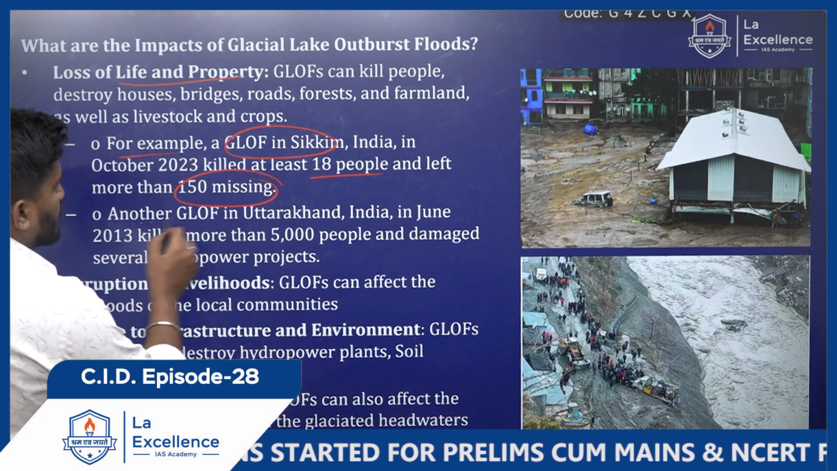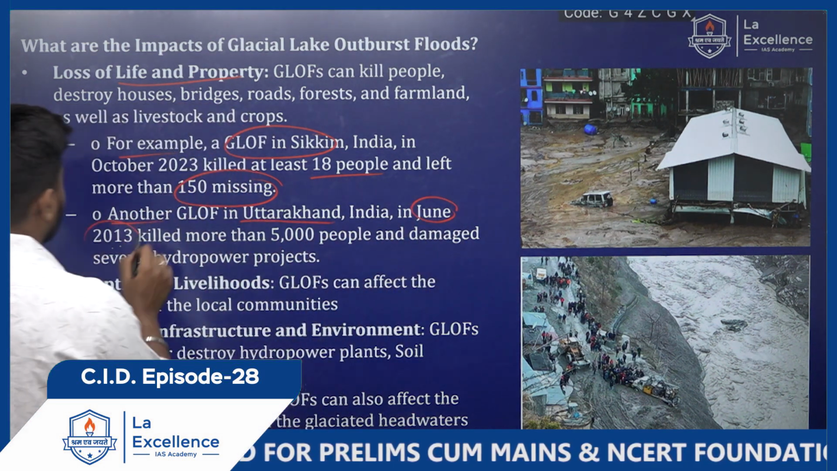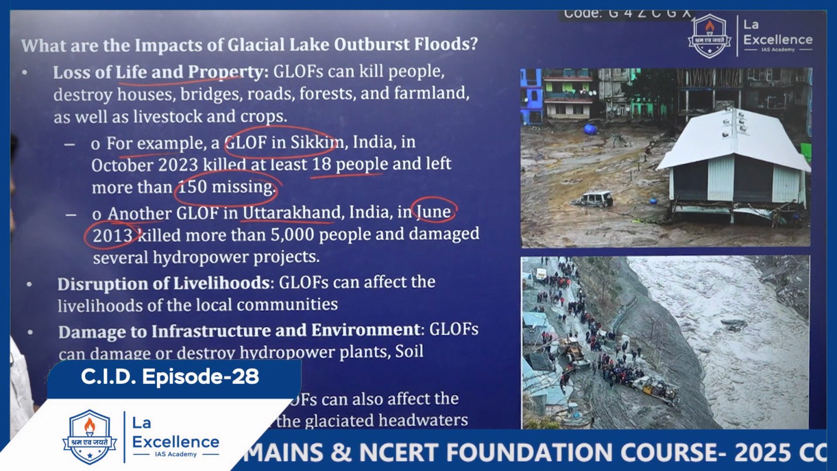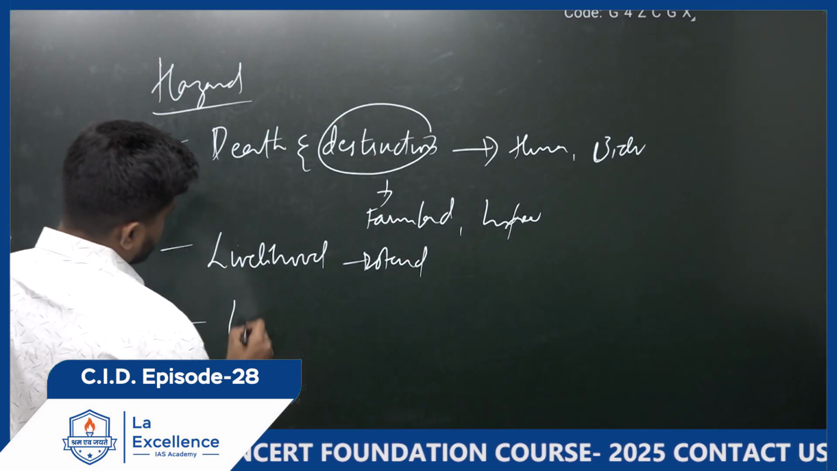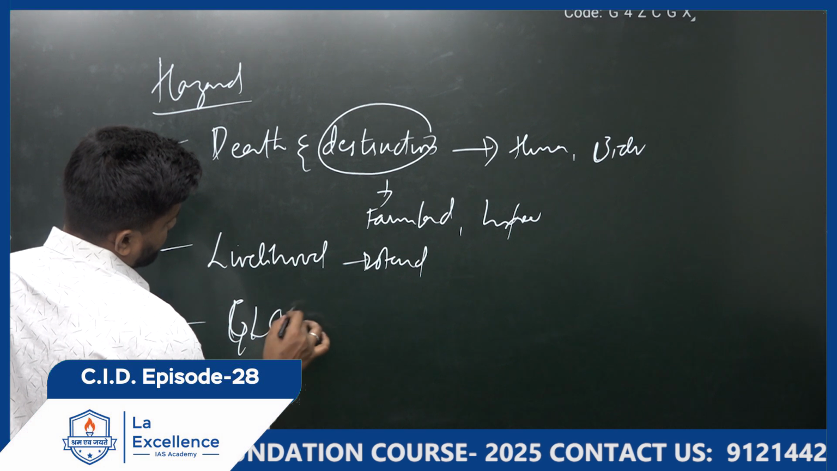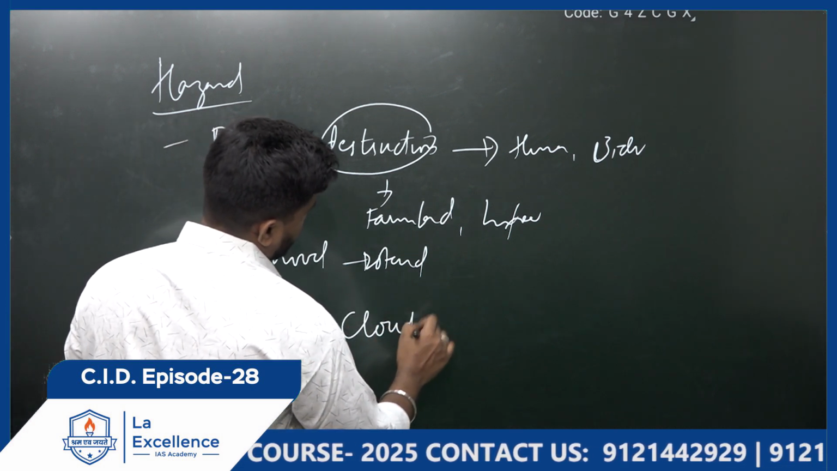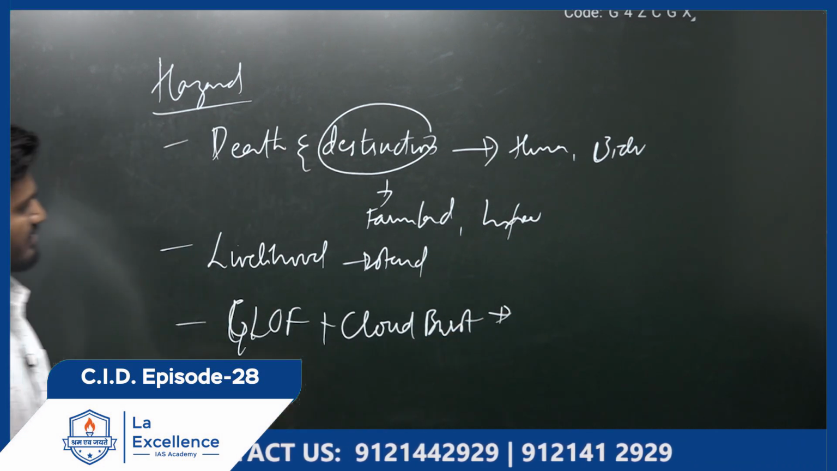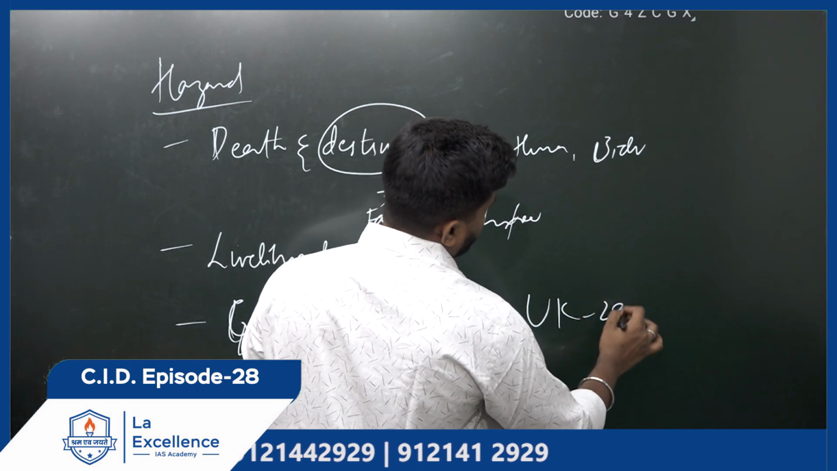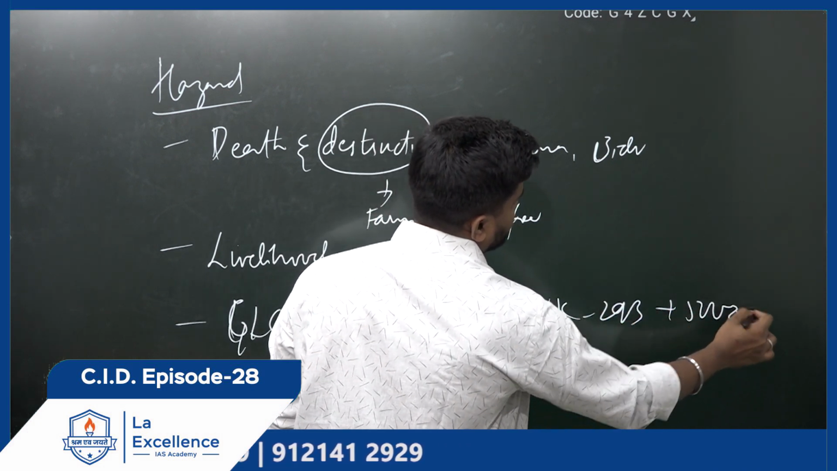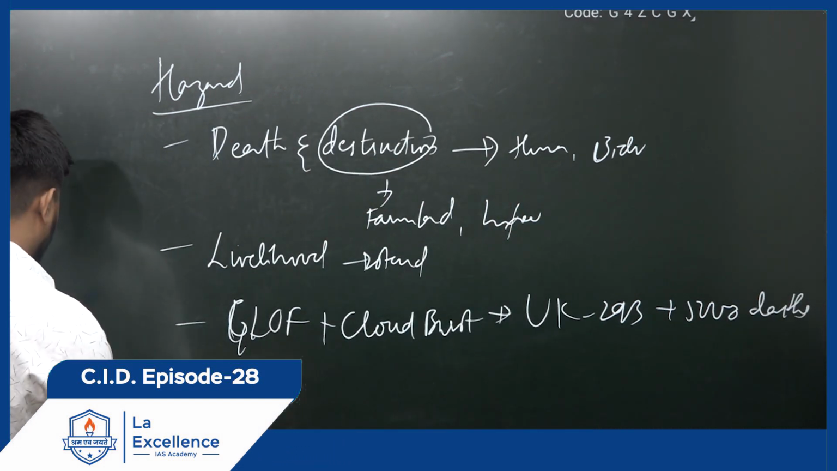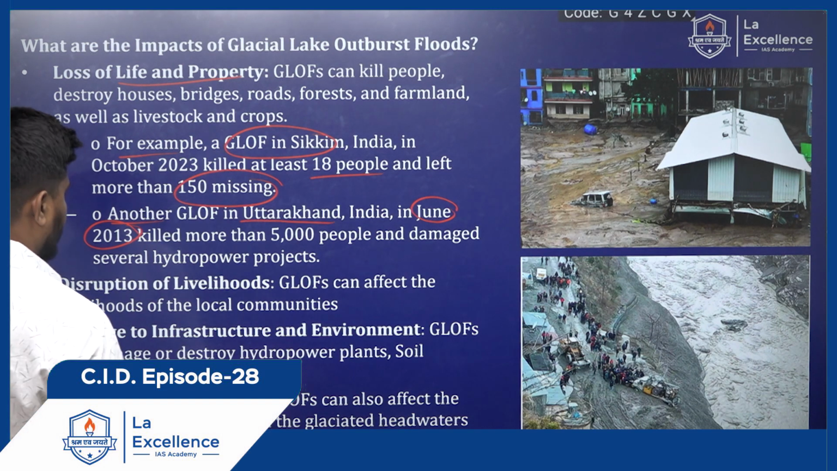Then another GLOF in Uttarakhand in June 2013. We all saw the famous images of Kedarnath temple flooded by water. In 2013, what happened here was GLOF plus cloudburst. What is a cloudburst? A sudden burst of rainfall. Both resulted in the flooding of Uttarakhand in 2013, which resulted in more than 5,000 deaths. It was documented worldwide, so it was a very important event. Again, disruption in the livelihoods.